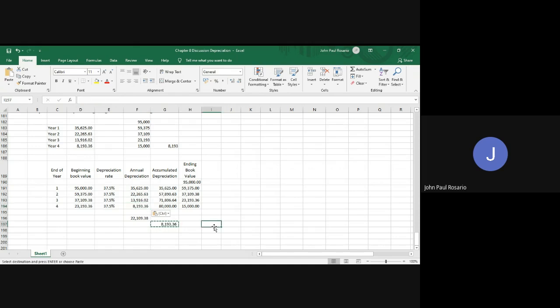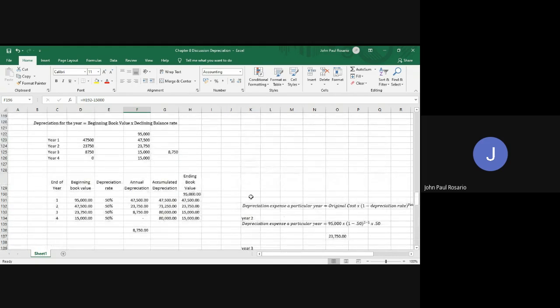This is now your final depreciation schedule for the 150% declining balance method. And again, your annual depreciation should equal your total depreciable amount.